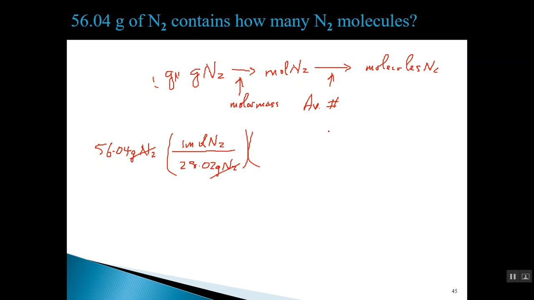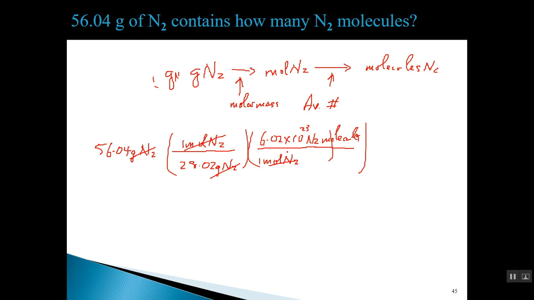And then the next conversion factor is where I convert from moles of nitrogen to molecules of nitrogen. And this is where Avogadro's number comes into play. So you're going to have 6.02 times 10 to the 23 N2 molecules. Alright. And that's it. All I have to do is use my calculator to work this out. So 56.04 divided by 28.02 times 6.02 times 10 to the 23.